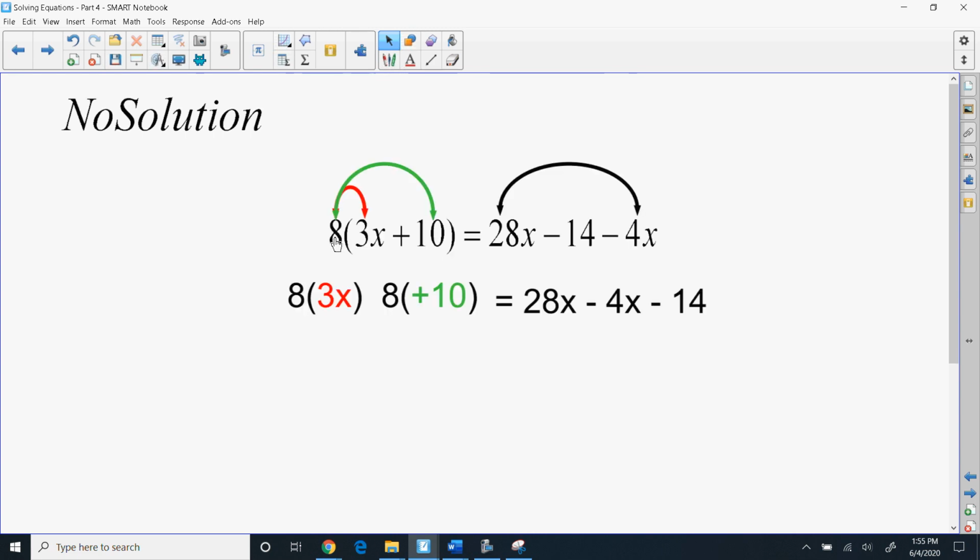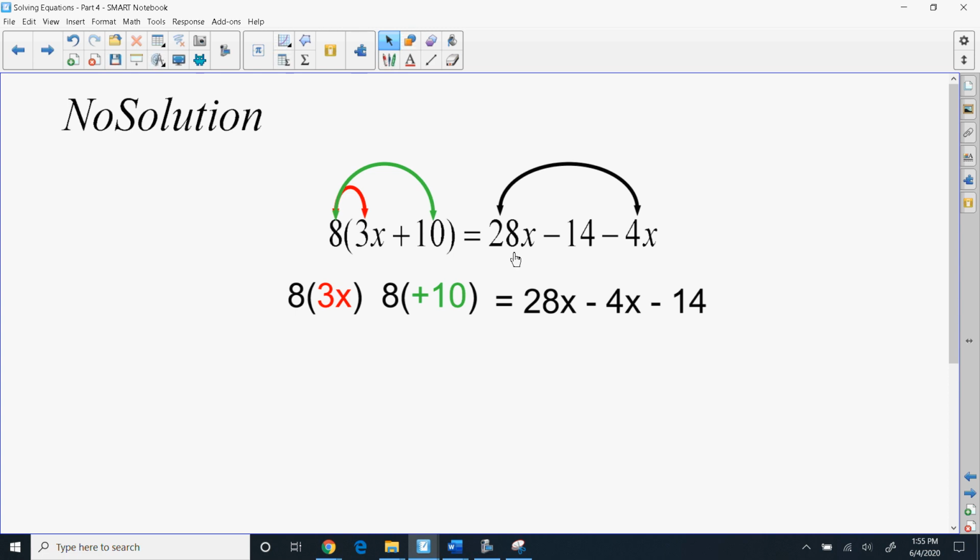If you remember what I meant by distribution, that means the 8 is going to be passed out to everything inside of the parenthesis. It's important to know you do both terms of the parenthesis. That's a common mistake. People don't do the second term. So in red, 8 is going to be multiplied by the 3x, and then the 8 is going to be multiplied by the plus 10. Bring the sign with the number. That way you have your sign correct. So 8 times the 10 will be there in green.